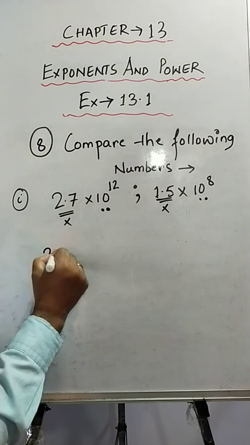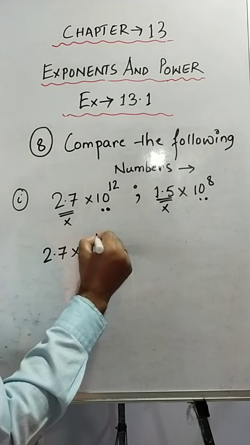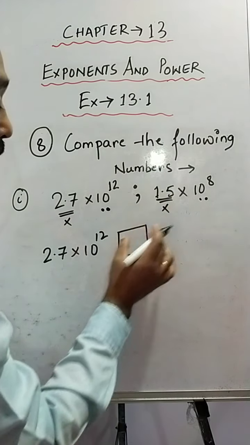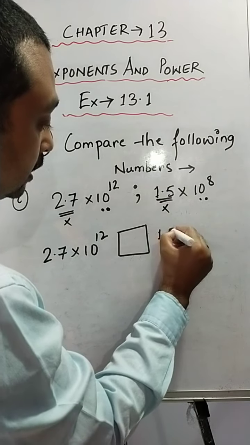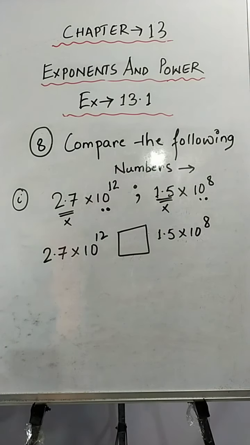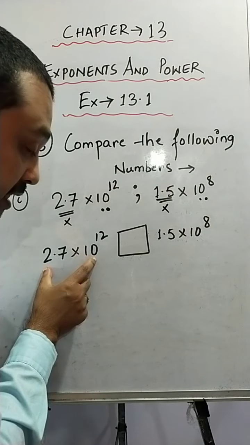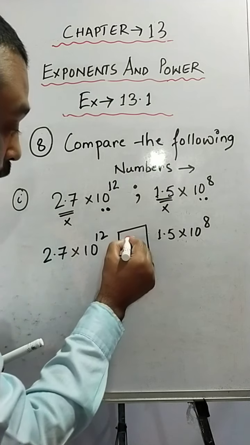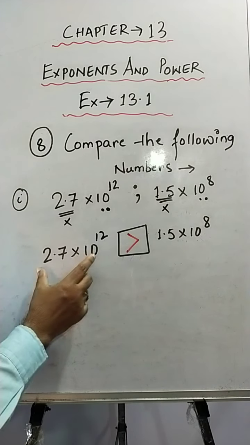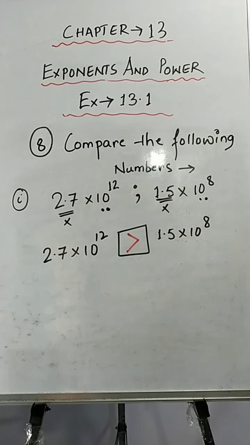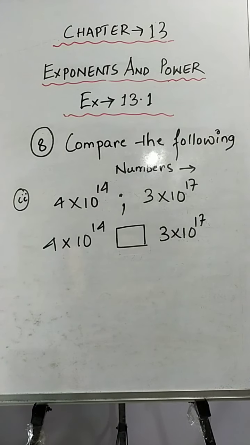So how to answer this type of question? We will make a box like this, and then the second number you will write on the right hand side. Fine. Now which number is greater? What we have decided? This number, because it is carrying 12 zeros. So which sign will you put? Greater than. That means this number is greater than this number. Okay. Now let's move on to sum number 2.